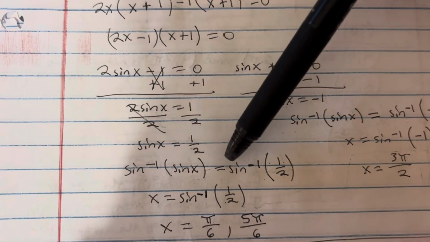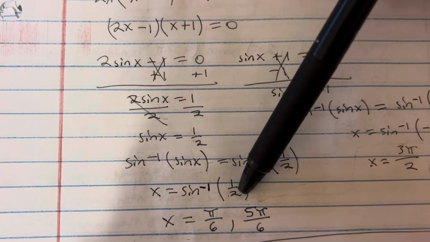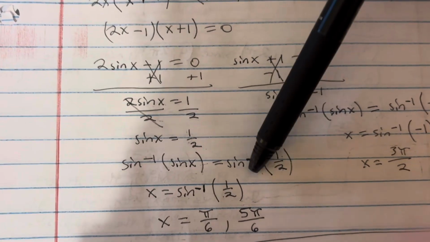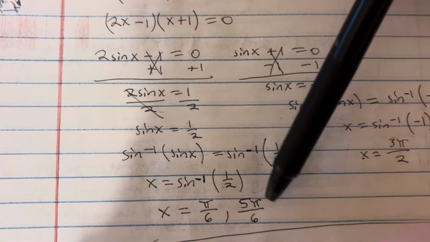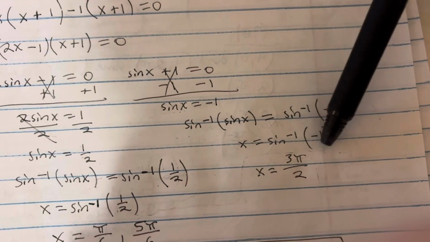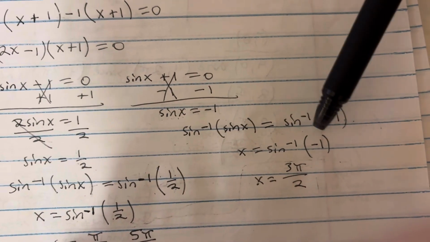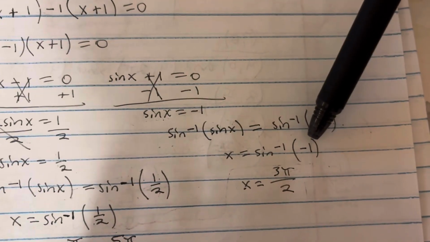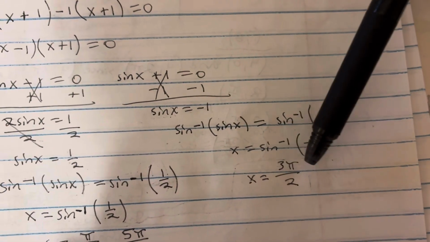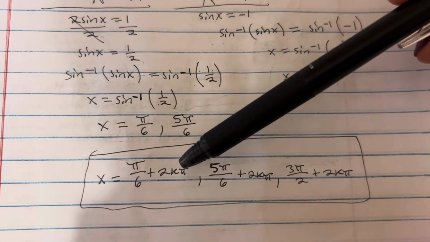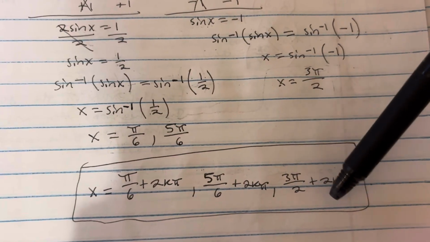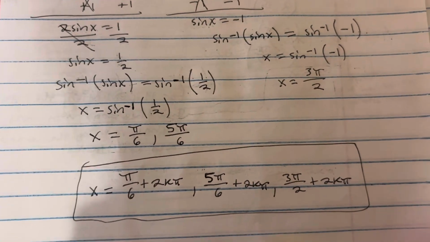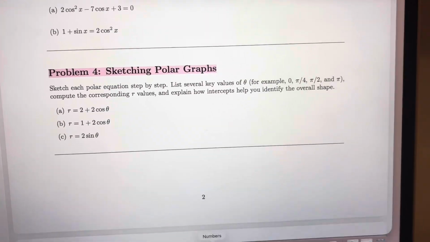And so that will be asking us where on the unit circle without restrictions is the y value going to be 1/2. That's going to be at pi over 6 and 5 pi over 6. Over here, where on the unit circle is the y value going to be negative 1? That's going to be at 3 pi over 2. So we have 3 answers. So x equals pi over 6 plus 2k pi, 5 pi over 6 plus 2k pi, and 3 pi over 2 plus 2k pi.